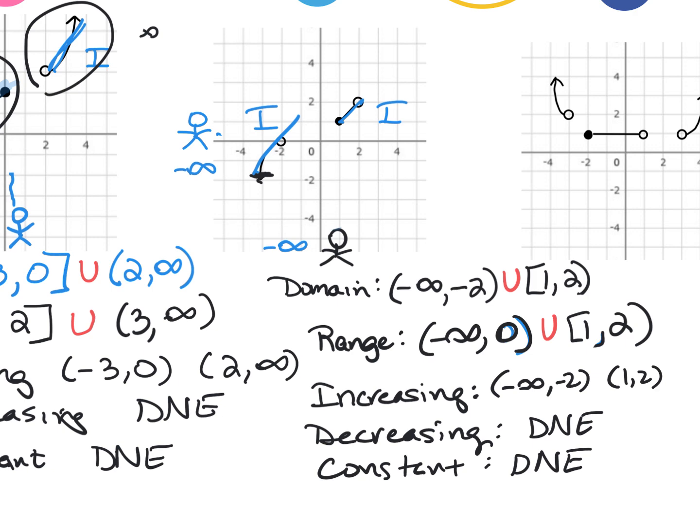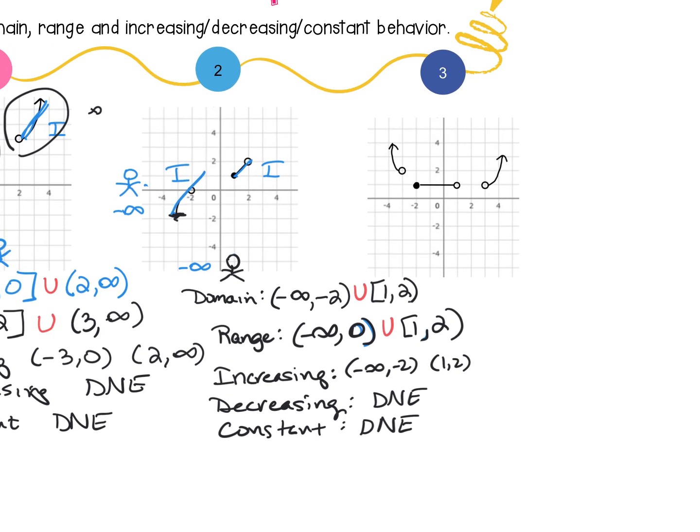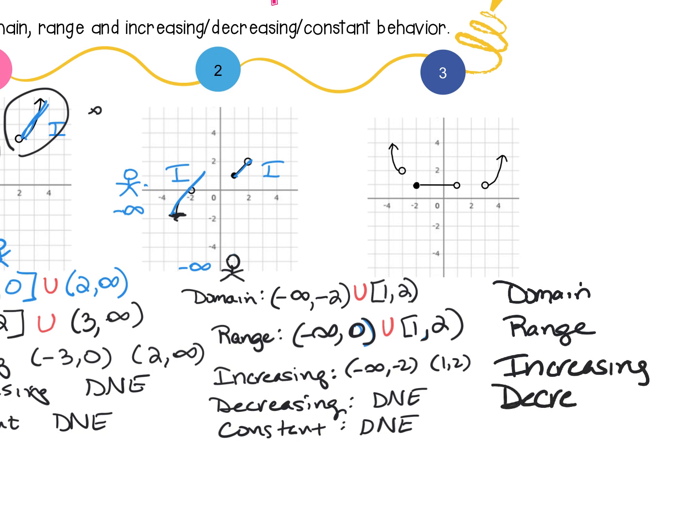Let's do the third one. Again, let me set up all my words here. So I got domain, range, increasing, decreasing, and constant.